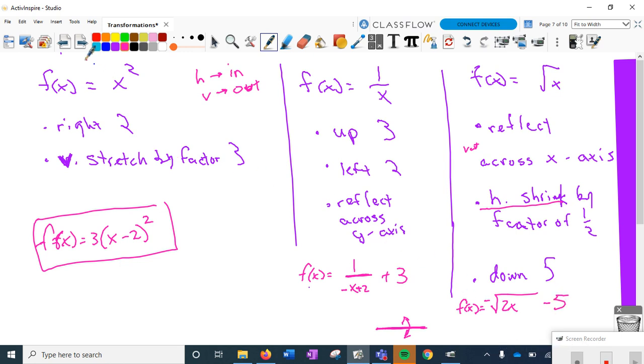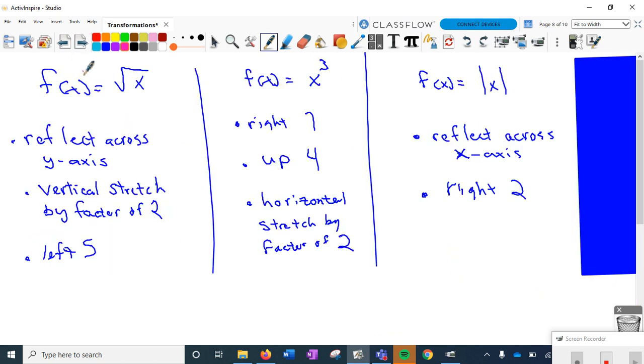Okay, how are we doing? Is it making sense, or are you getting stuck and lost and confused? All right, let's try a few more. How about this one? Take a minute and see if you can do it yourself. Pause the video, see what you come up with.